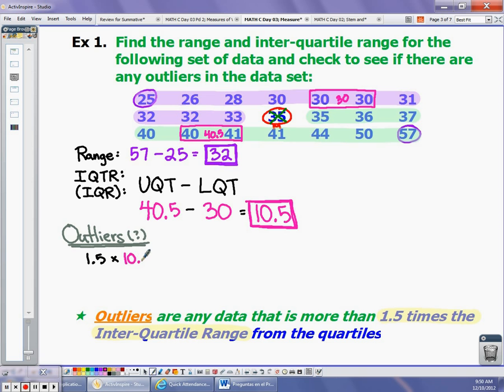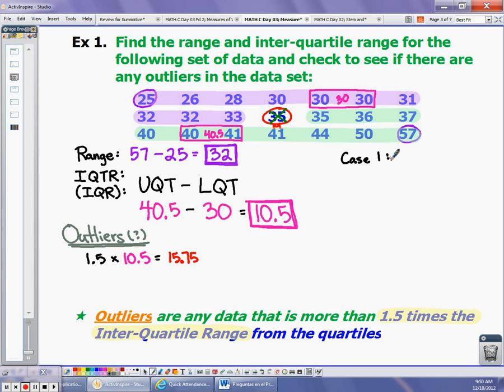And if I multiply those two together, 1.5 times 10.5, that's going to give us 15.75. Now 15.75 doesn't tell me that that's the outlier. That's going to tell me where my outliers might be. So again, we have two cases here, and I'm just going to call them case 1 and case 2. So I'm going to write down case 1 over here.